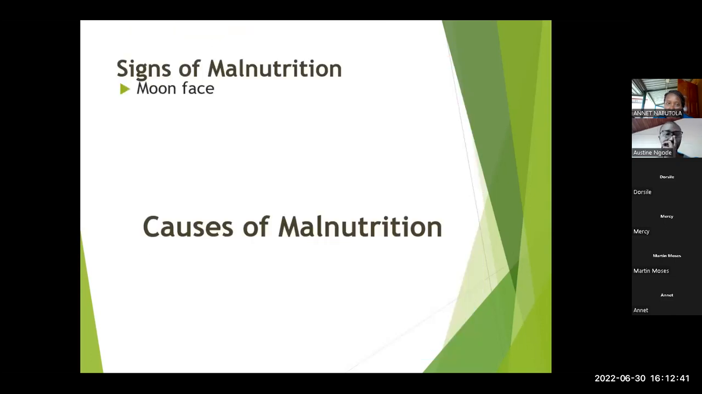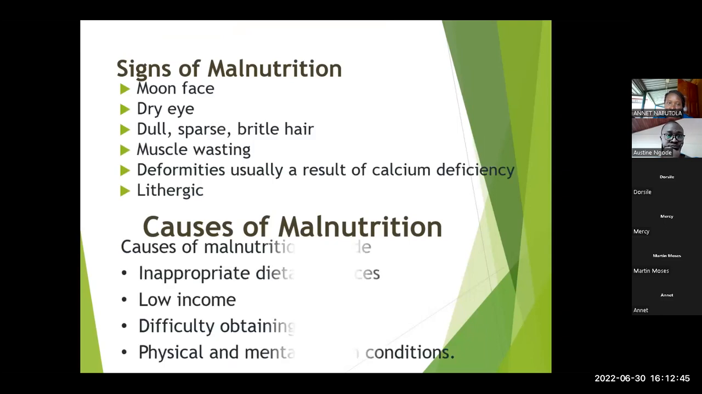Then we have other signs of malnutrition. In children, we shall also see dry eyes, dull, sparse, and brittle hair. We shall also see muscle wasting. We shall also see deformities, usually a result of calcium deficiency. We shall also see lethargy.